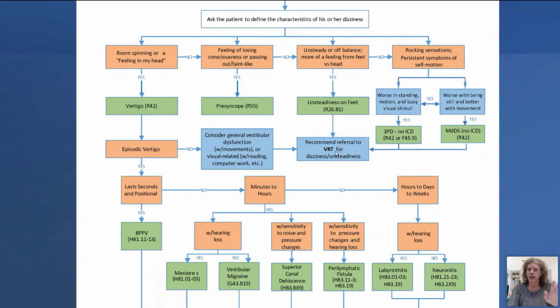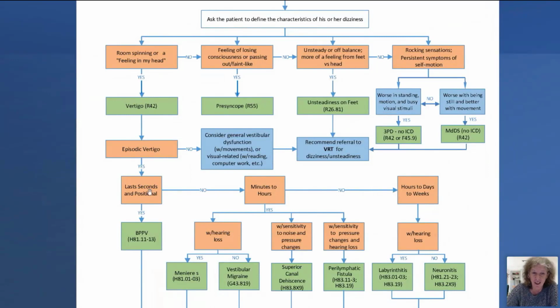Keep in mind, again, that this algorithm was written for other healthcare providers who did not have or had little experience around dizziness. Because we know that this can come back around as this 3PD, and obviously we're not forgetting about the red flags.